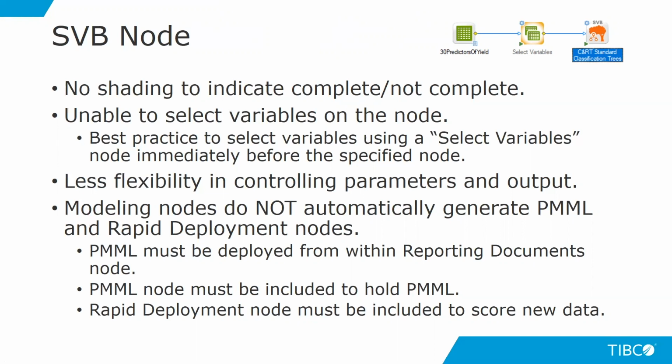Some of the criteria around this node is that you're unable to select variables on the node. And the best practice is to select variables using a select variables node immediately before the specified node. This node offers less flexibility in controlling the parameters and the output. And also, modeling nodes of this type do not automatically generate predictive modeling markup language nodes or rapid deployment nodes. Therefore, whenever you're modeling with these types of nodes, you first have to deploy the PMML, and then you have to consume the PMML using PMML nodes, and then manually include a rapid deployment node in the workspace to score the data.